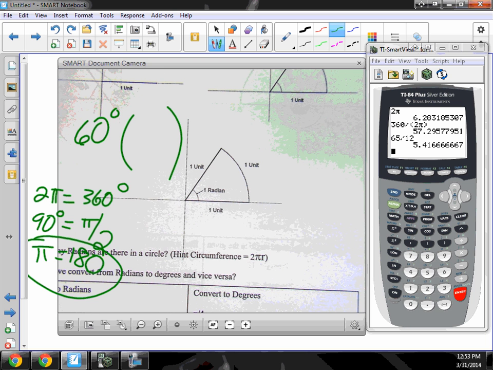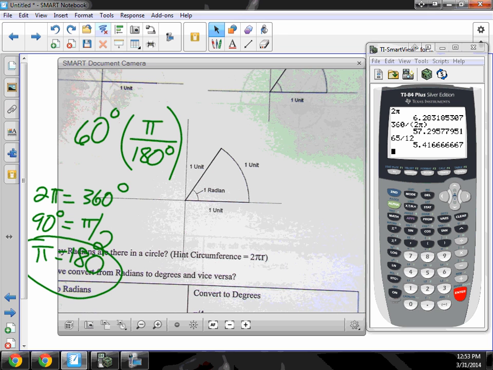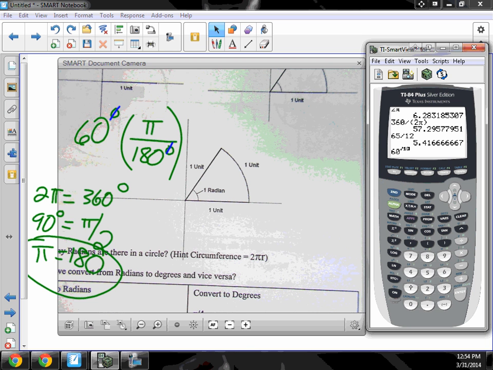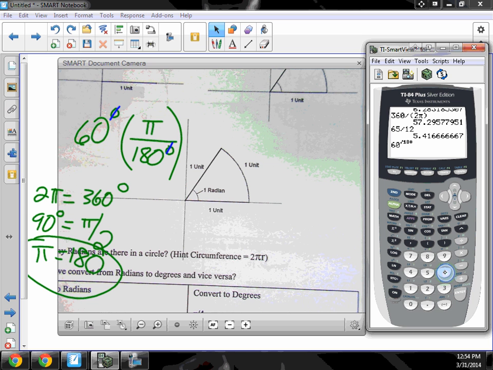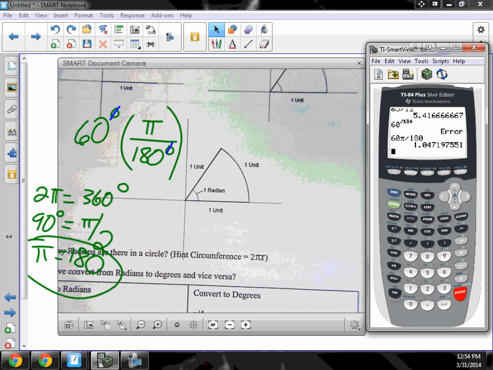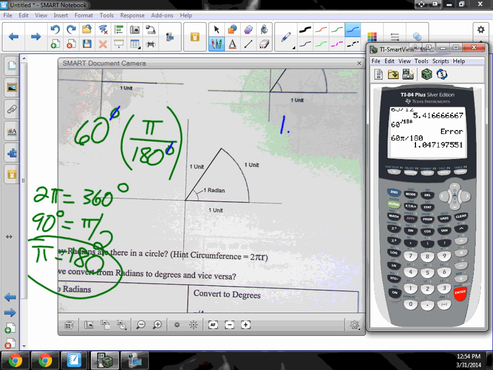Okay? So, I'm going to times this by what? What do I want to keep and what do I want to get rid of? Get rid of degrees and keep radians. So on top, I'll put pi, and on bottom, 180. So, right off the bat, I notice that degrees cancels degrees, and I get 60 pi divided by 180. Oh, shoot. 60 pi divided by 180. Ugh. That number's awful. Yeah, well, so my answer is 1.04 radians.